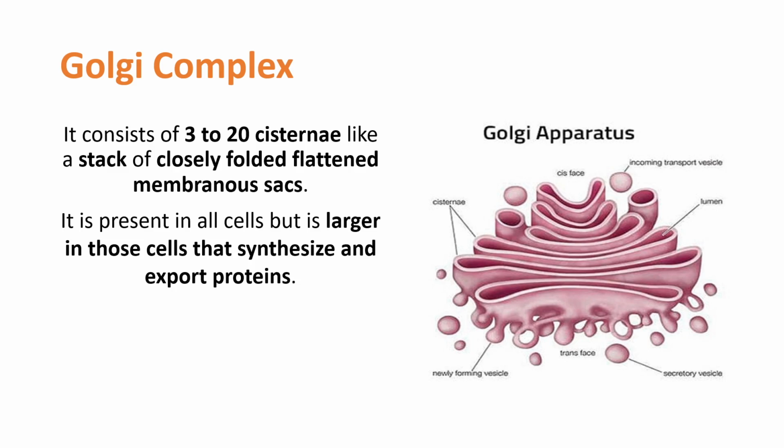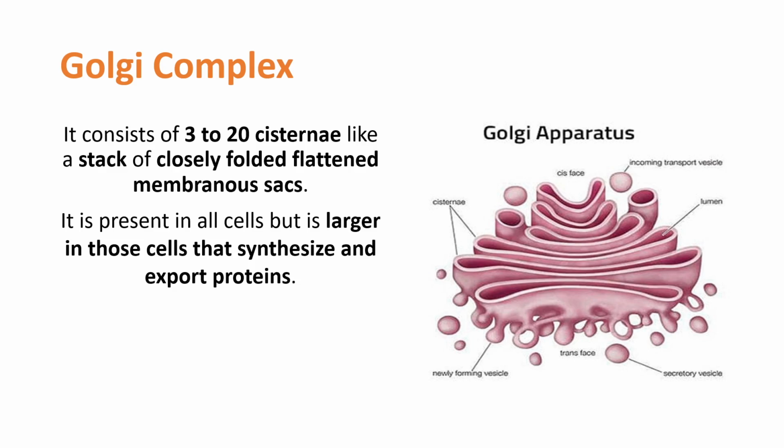Then Golgi complex. The Golgi complex consists of flattened sac-like structures. These are the membranous sacs present inside the Golgi apparatus. About 3 to 20 cisternae are present in the Golgi apparatus. Cisternae are nothing but the flattened sac-like portions present in the Golgi complex. It is present in all cells but is larger in those cells that synthesize and export proteins.